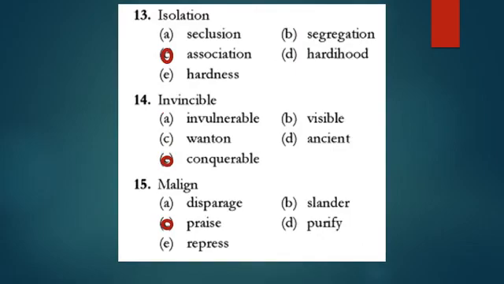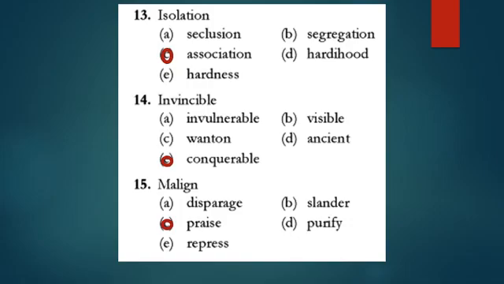Isolation. Isolation, remaining isolated. Seclusion, again remaining secluded, away from others. Segregation, separation. So the right answer will be C, association. Invincible, somebody who cannot be defeated, somebody who cannot be conquered. So here the right option will be conquerable. That's E. Because in the remaining options, invulnerable, you are familiar with the word vulnerable.